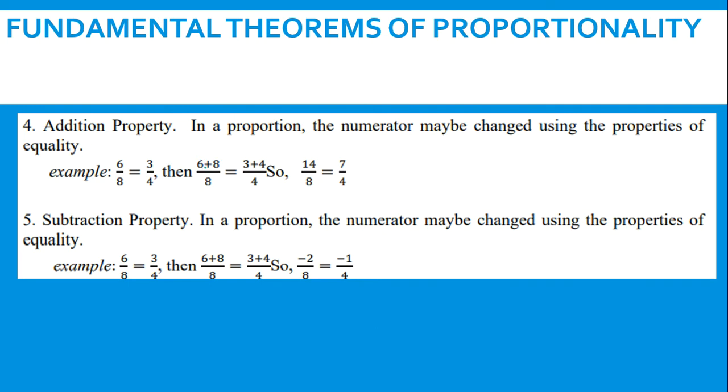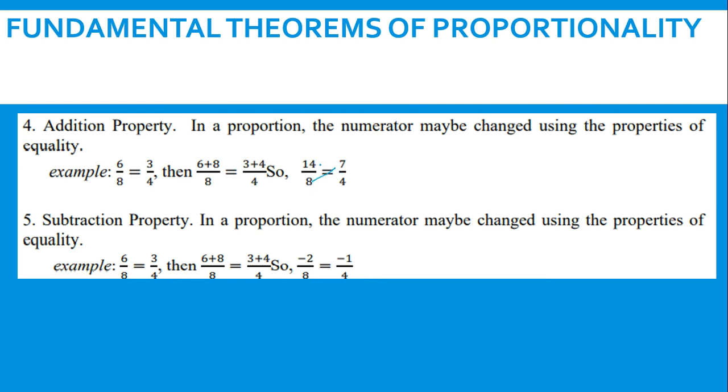6 plus the denominator, which is 8. Then also, 3 plus the denominator, which is 4. 6 plus 8 is 14 over 8. Then 3 plus 4 is 7, then over 4. So the new proportion is 14 over 8 equals 7 over 4, or 14 is to 8 as 7 is to 4.